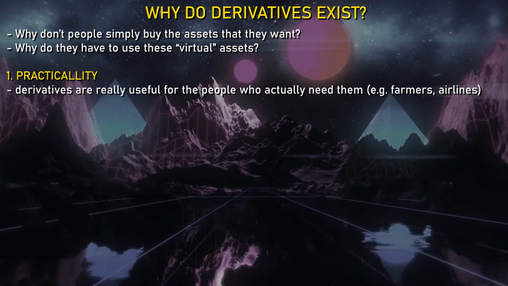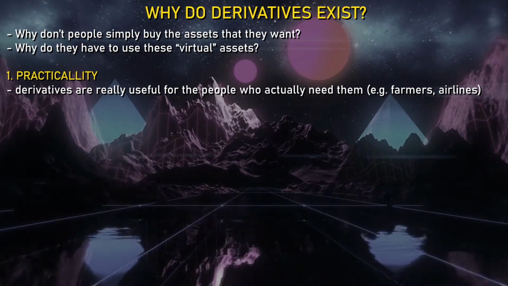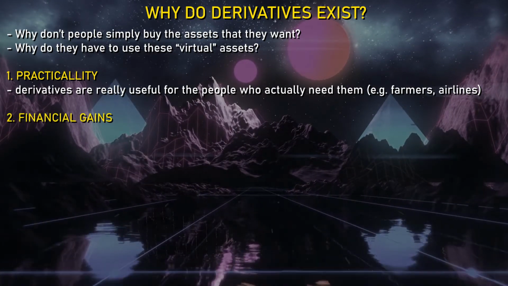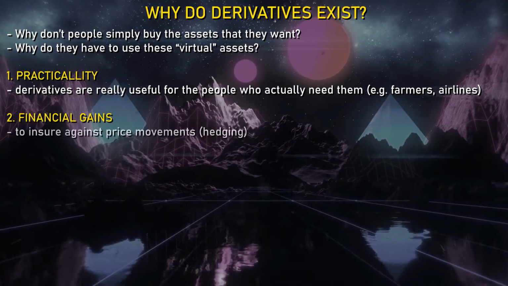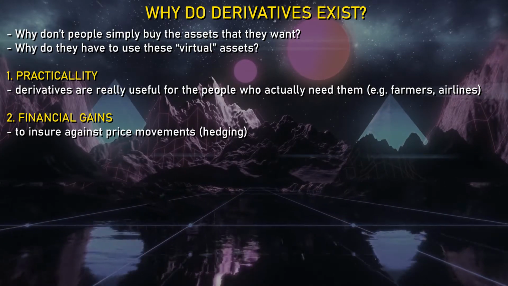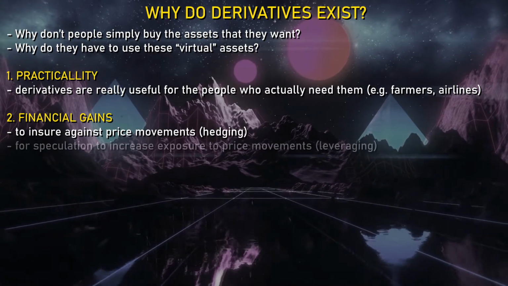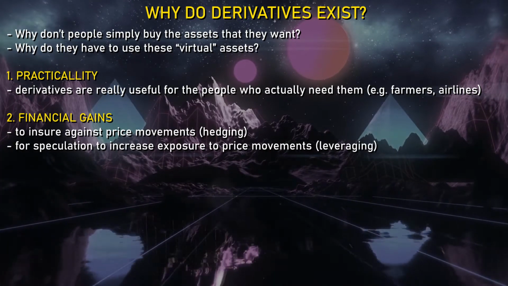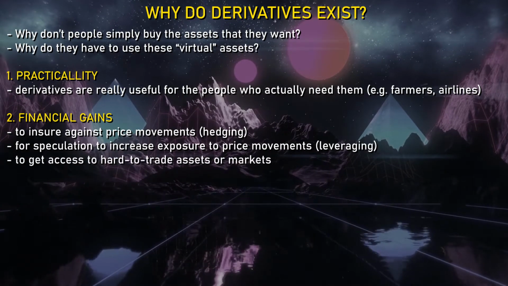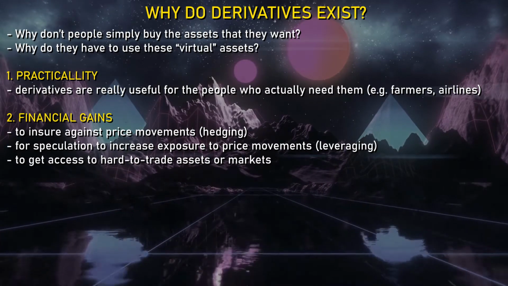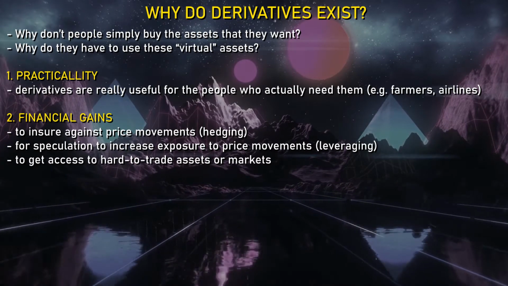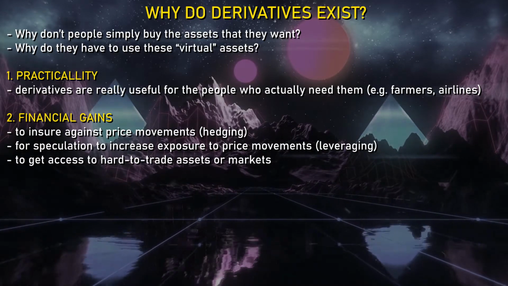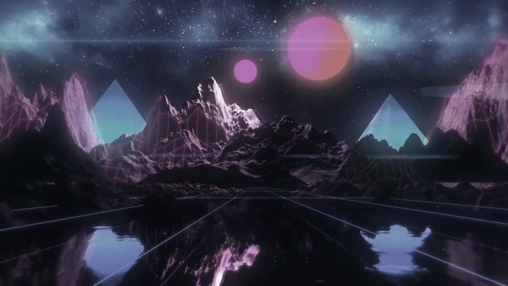The second reason has less to do with practicality and more to do with financial gains. They can be used to insure against price movements, also known as hedging. They can be used for speculation, to increase exposure to price movements through leveraging, and they can also be used to get access to hard-to-trade assets or markets. Since you'll understand them better if we look at examples, let's do that now.